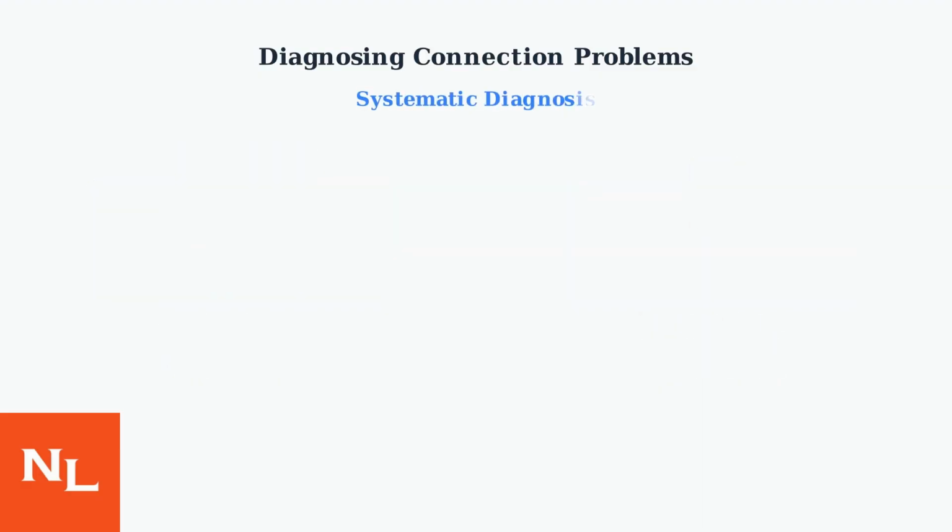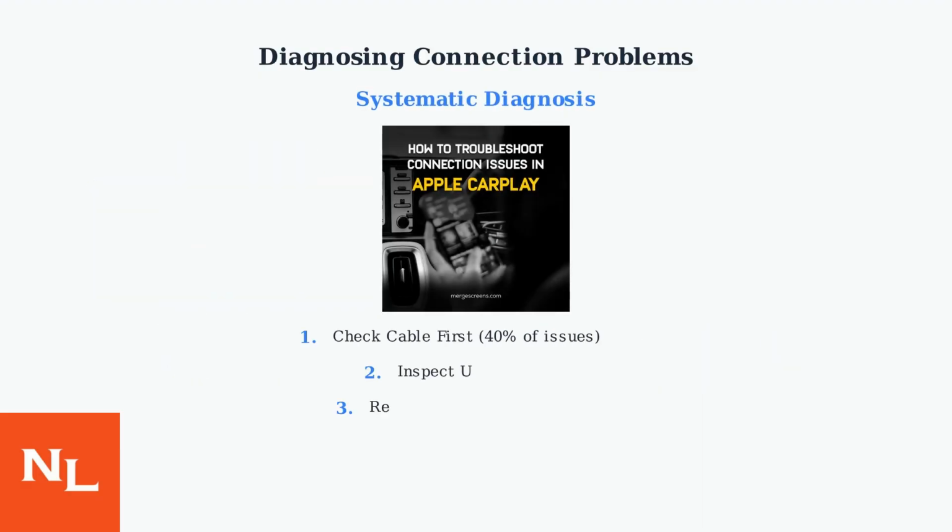Understanding these common problem areas helps you approach troubleshooting systematically. Start with the most likely cause, the cable, then move to hardware ports, and finally check software issues. This methodical approach saves time and gets you back to using Android Auto or CarPlay faster.